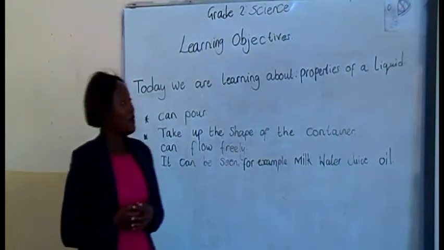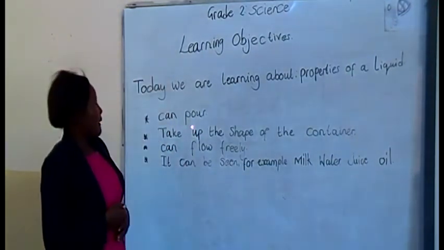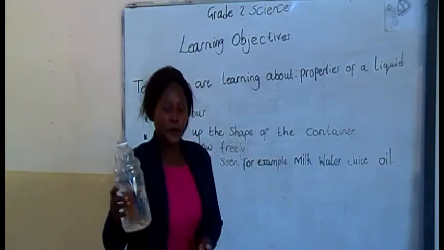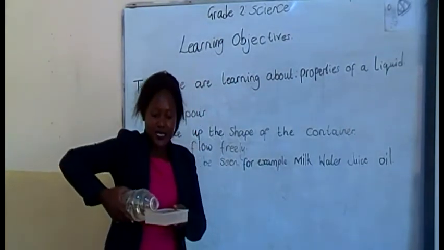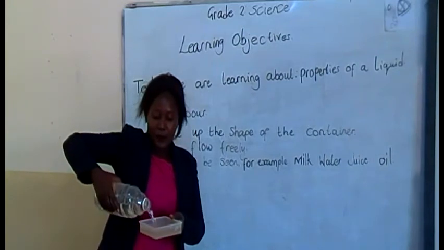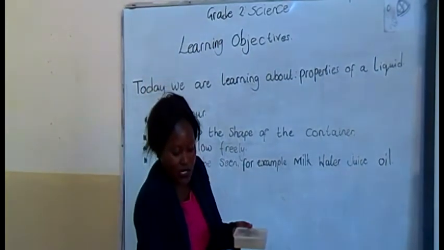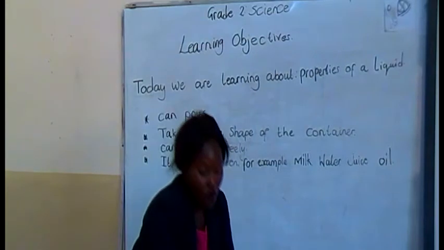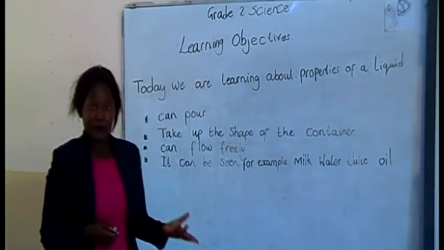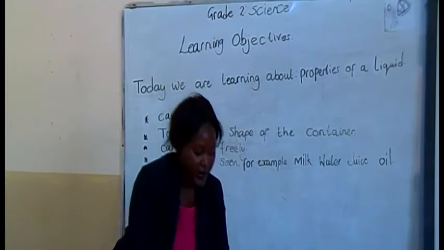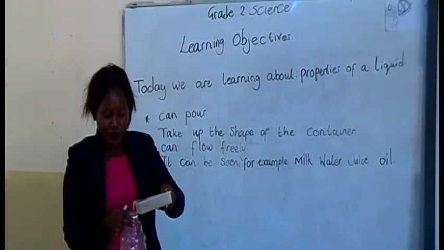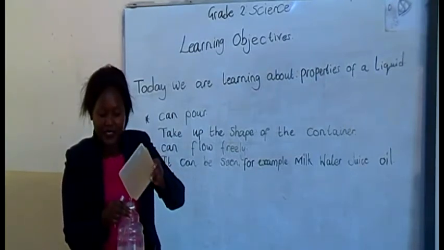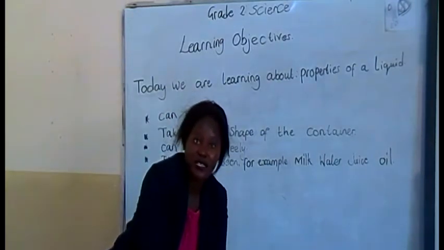So our first property of a liquid we'll start with: a liquid can pour. For example, I'm having water here. I can easily pour it. Water is an example of a liquid. You can pour it. So I have the water in this container and have poured it in this lunchbox. So this is a first property of a liquid. It can pour and it can move freely. For example, I want to take this water back to the container. It's moving freely. You see? Like that. This is one property of a liquid.